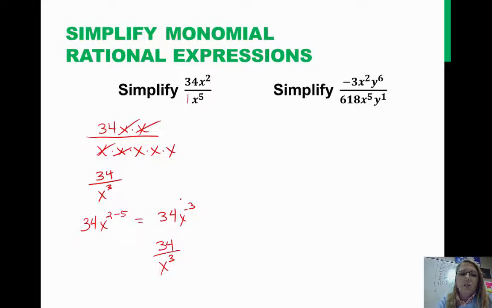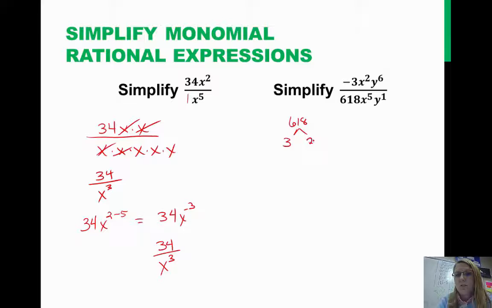And you may want to get used to doing it this way, because writing out all the factors with these monomials can be kind of a pain after a while, but you're welcome to go ahead and write them out as it is here. So let's look at negative 3x squared y to the sixth over 618x to the fifth y to the first. Now, I have a feeling that 3 goes into 618. So let's try that. Let's break down 618 and see if 3 goes into it.